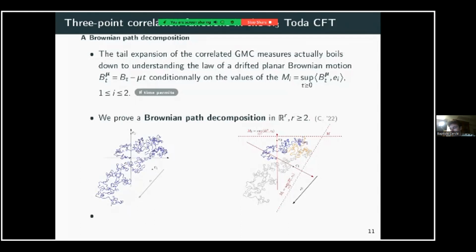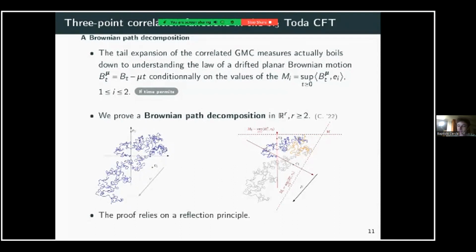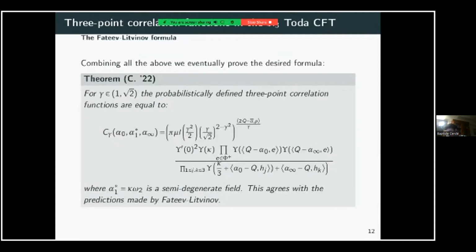Of course, these diffusion processes are not as simple as in dimension 1. They are diffusion processes with rather complicated generators, but they enjoy really nice properties. I don't have time to explain, but yeah, it's really nice. And the proof of this fact relies just on the reflection principle. So if you combine all of the above, eventually you end up proving the desired formula.